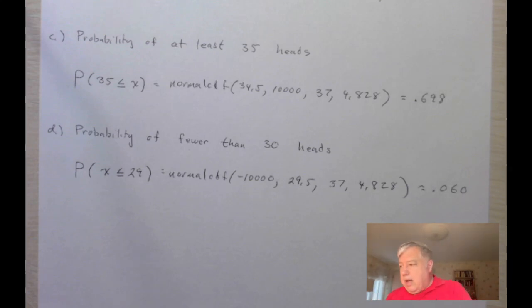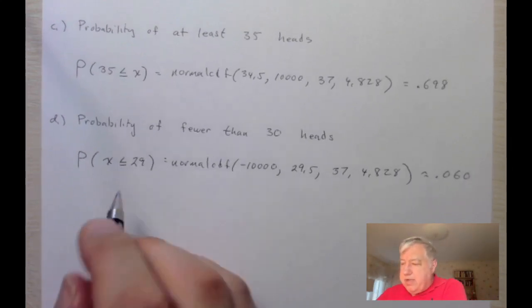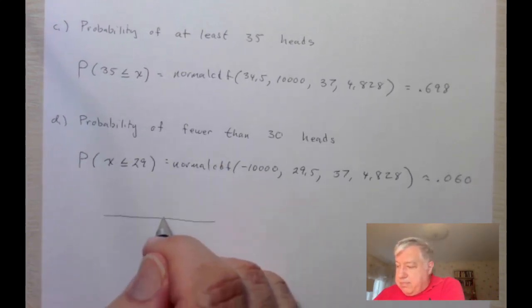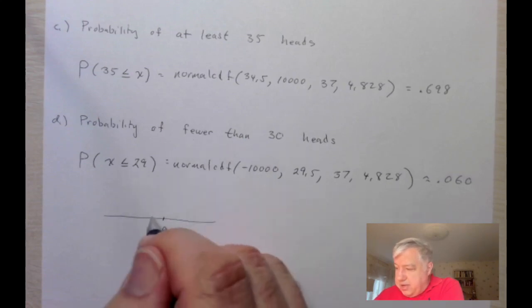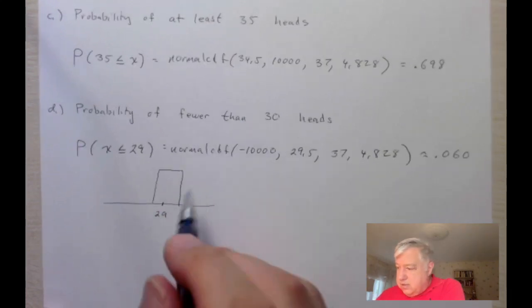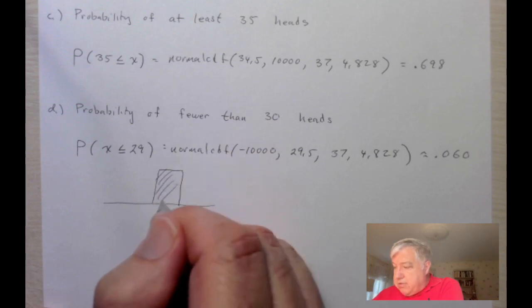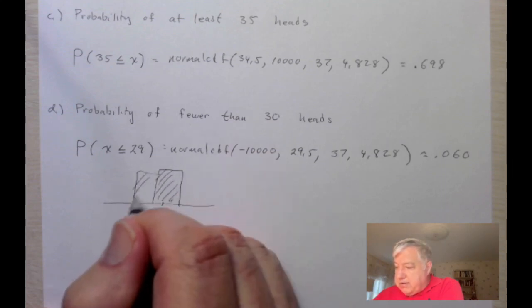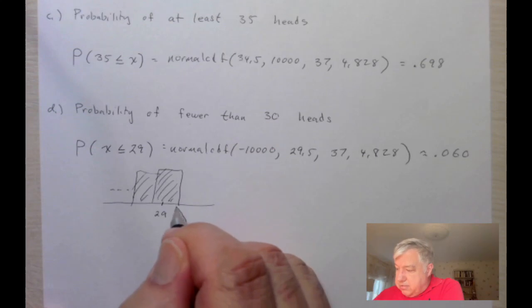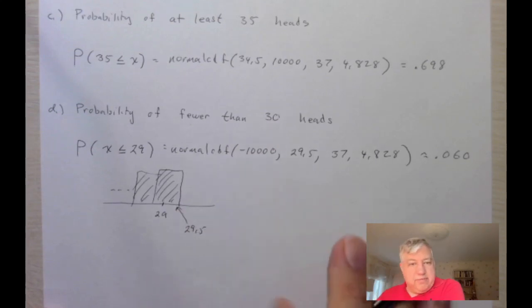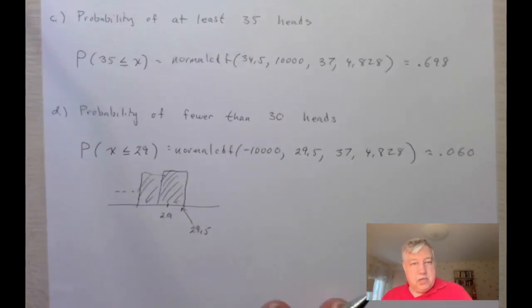Again, if you're a little confused by the continuity correction, you can draw a picture. Here's 29. Here's your rectangle, and you're including that and all the other rectangles, right? So this would be 29.5, and that's where this comes from.